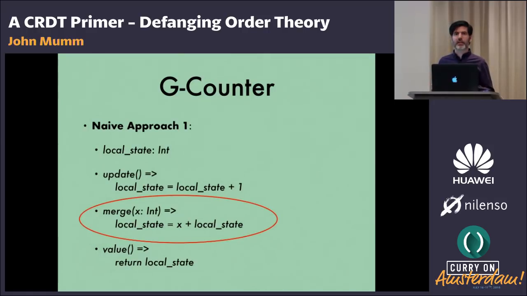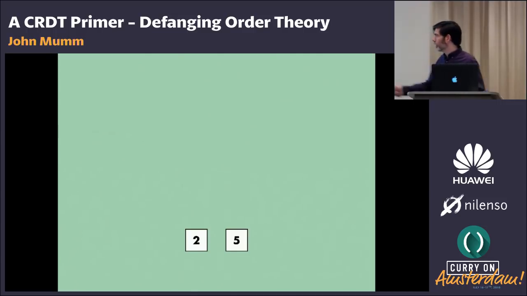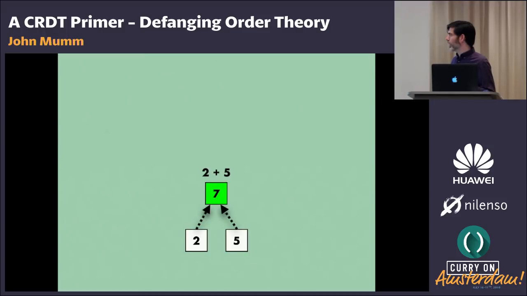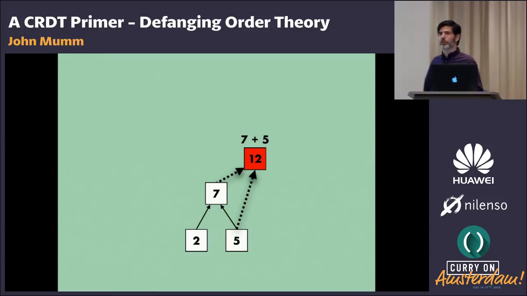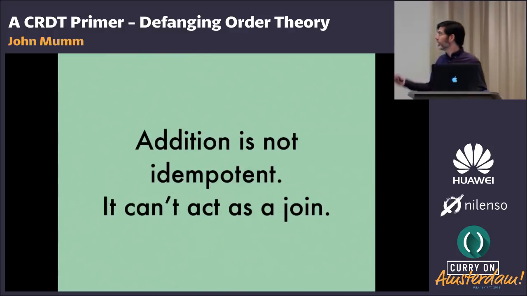Well, maybe I add them together, because if I add them together, I'll get 7, and that is the right answer at that moment. So here are our 2 values, and we merge them together. We add them, and we get 7, and we're like, great, this is the right answer. And then this node shares with me again, and wait a minute, I ended up at 12, but there aren't 12 in the system. Well, the problem is the addition is not idempotent. And as a result, it can't act as a join.